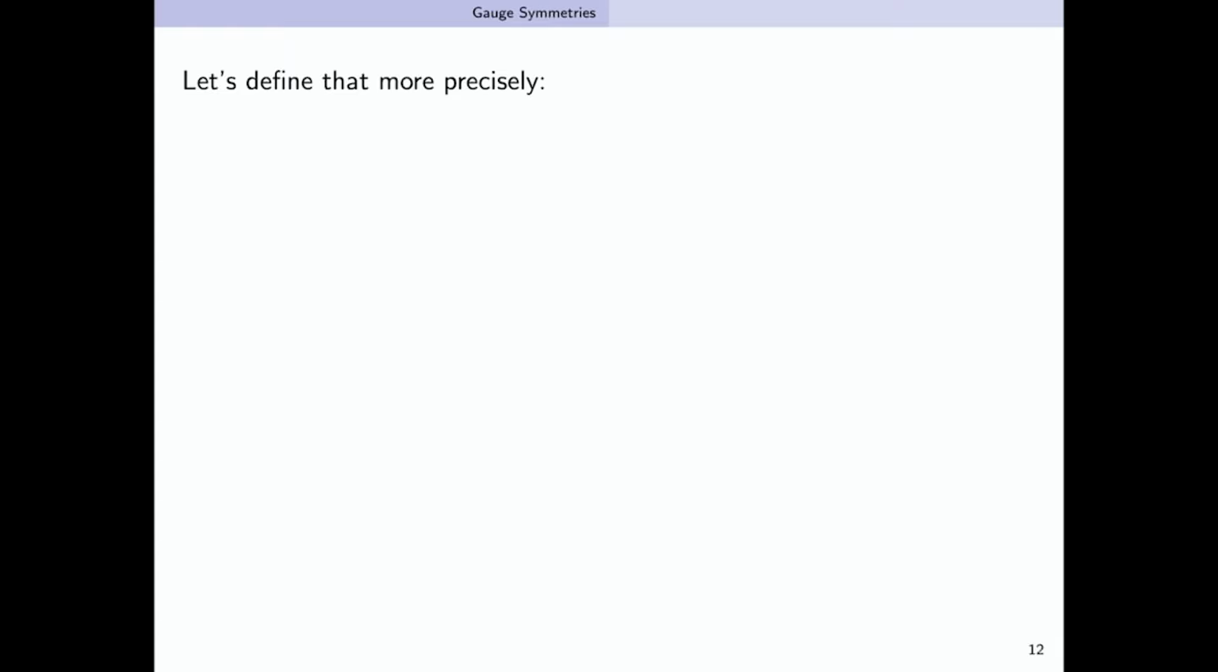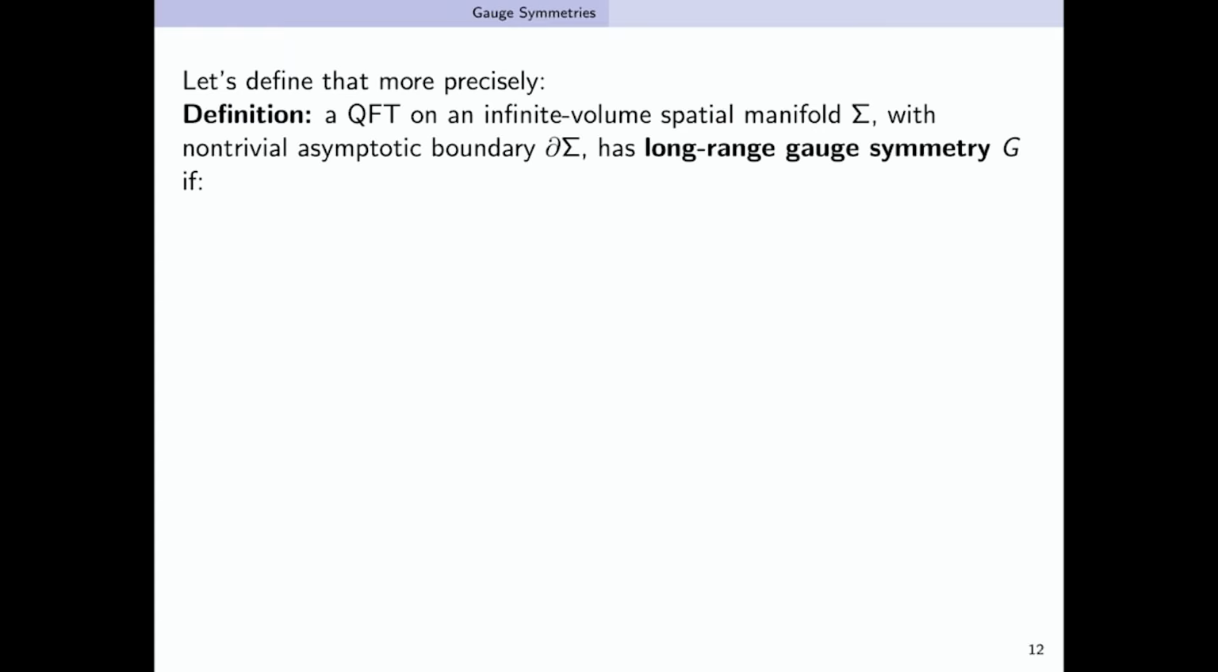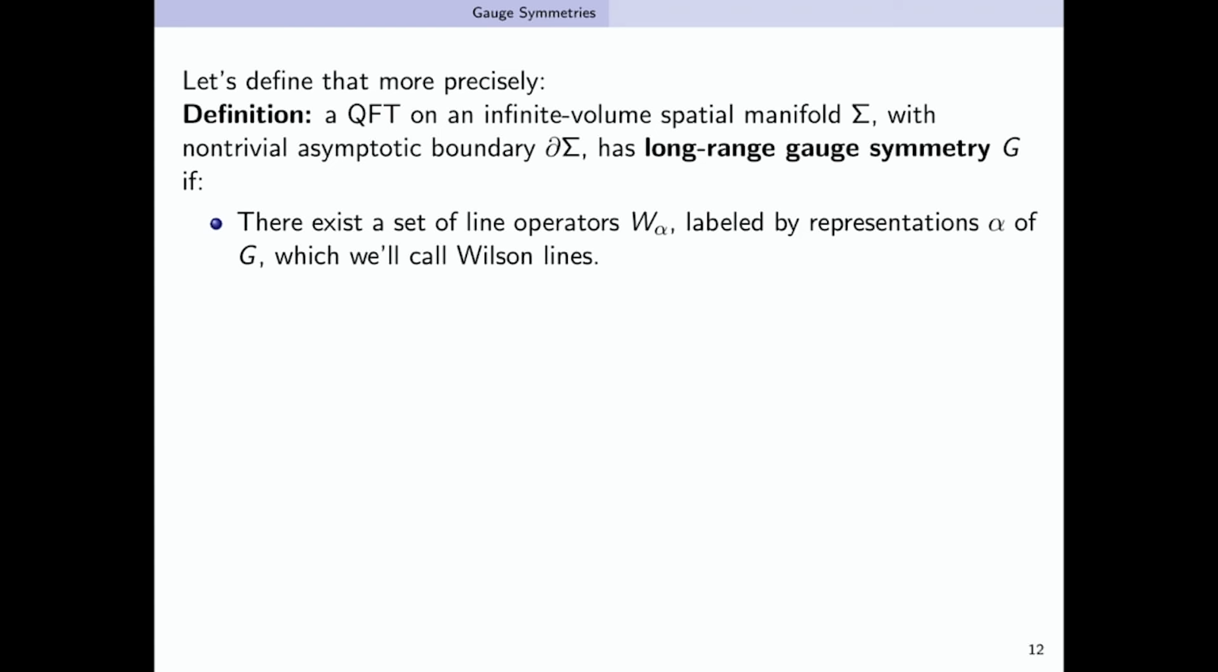So let me try to say it a little more precisely. I'll say that a field theory in an infinite volume spatial manifold sigma has a long-range gauge symmetry, a word that Hiroshi and I made up, if the following things are true. You should have a set of line operators labeled by representations alpha of G, which are called Wilson lines. Remember, line operators live in the algebras of annular regions that we talked about.